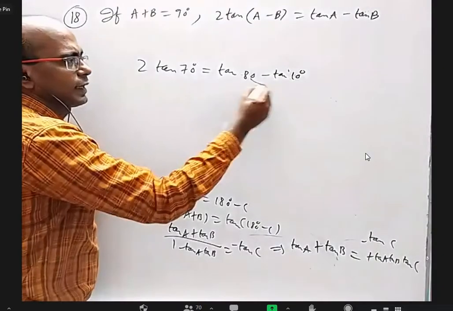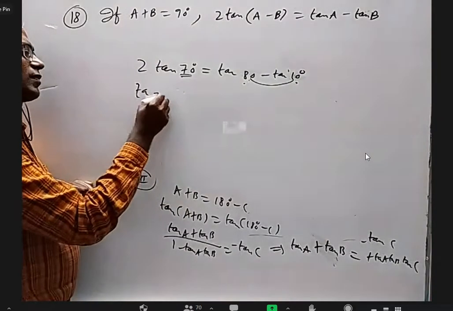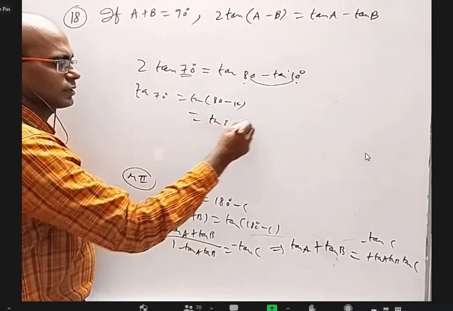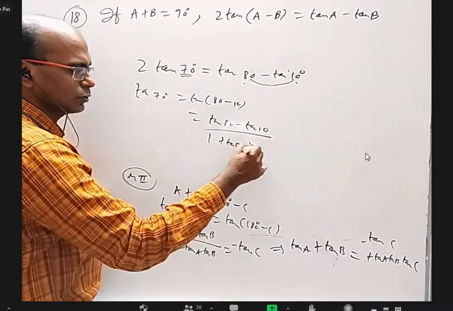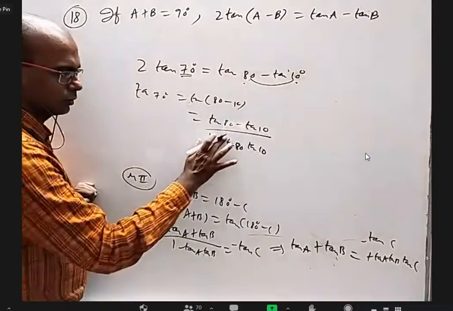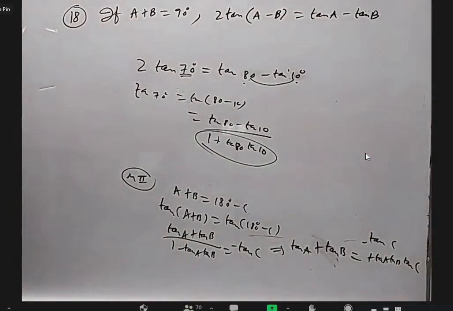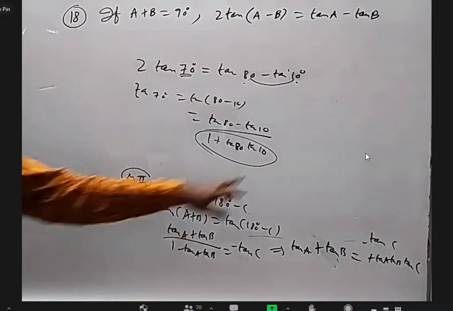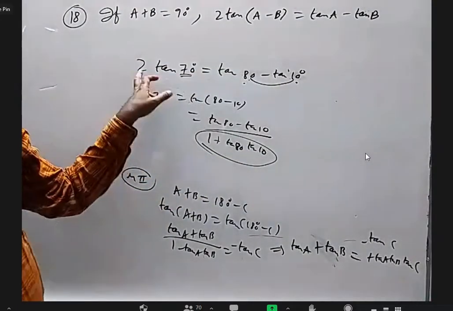You may be wondering where this question came from or how to get the idea. Main point is 80 minus 10 is 70 and 80 plus 10 is 90. Tan 70, I can write as tan 80 minus 10, that is tan 80 minus tan 10 by 1 plus tan 80 into tan 10. This denominator will become 2. Anybody want to tell why? Sir, because tan 10 is cot 80, no, sir. Yeah, you can write this as 90 minus 80, cot 80, cancel, you will get 1. 1 plus 1 is 2. Bring that 2 here. You will get this formula, right?